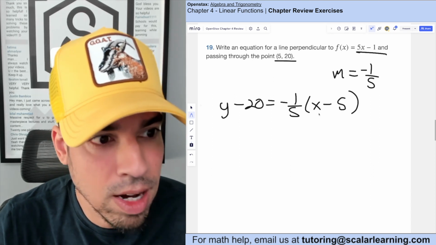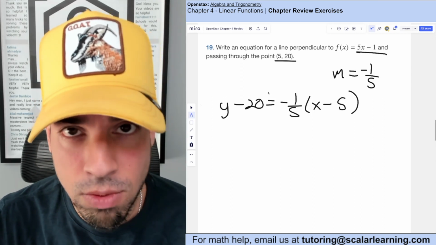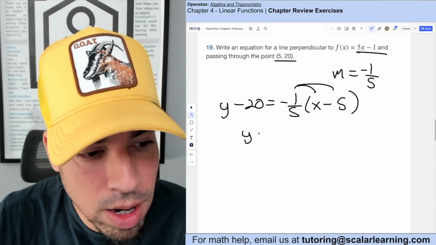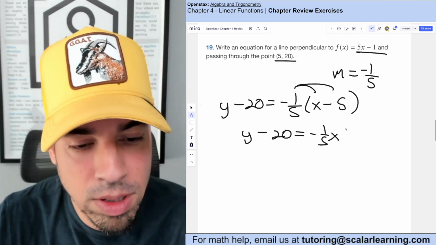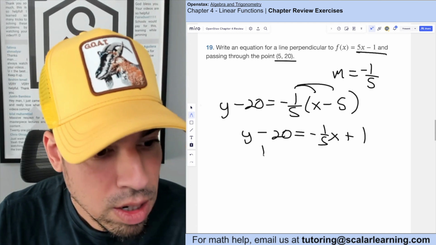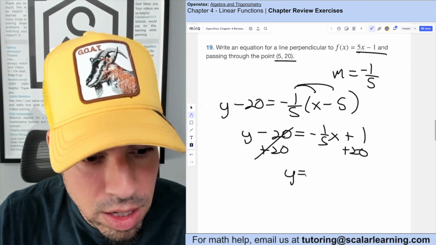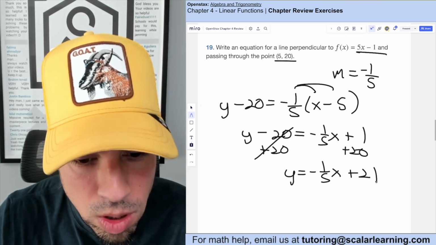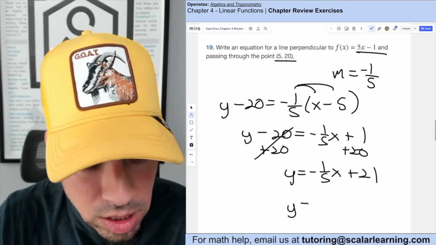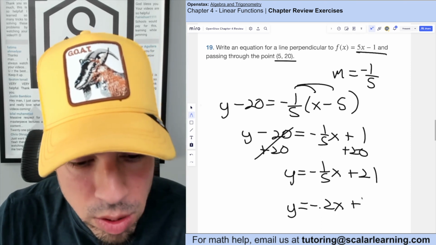And then what we're going to do is we're just going to isolate y to put it in slope-intercept form. So we're going to distribute. We got y minus 20 equals negative 1/5 x. Negative 1/5 times negative 5 is positive 1. And then I'm going to add 20 to both sides like so. And we got y equals negative 1/5 x plus 21. Or if you want to put this in decimal format like the back of the book, y equals negative 0.2x plus 21.